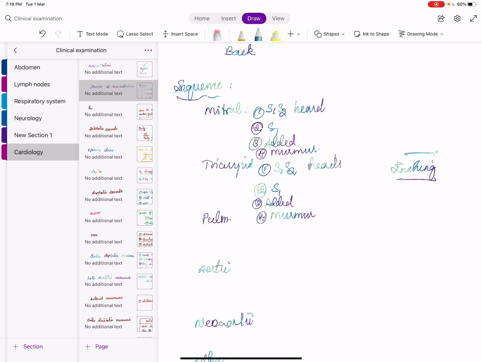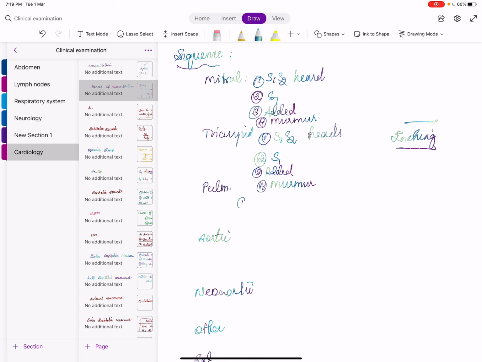Next is the pulmonary area. Mitral, tricuspid. Pulmonary area is the left second intercostal space close to the sternum. Aortic is the right second intercostal space close to the sternum. These are the four primary areas of auscultation.